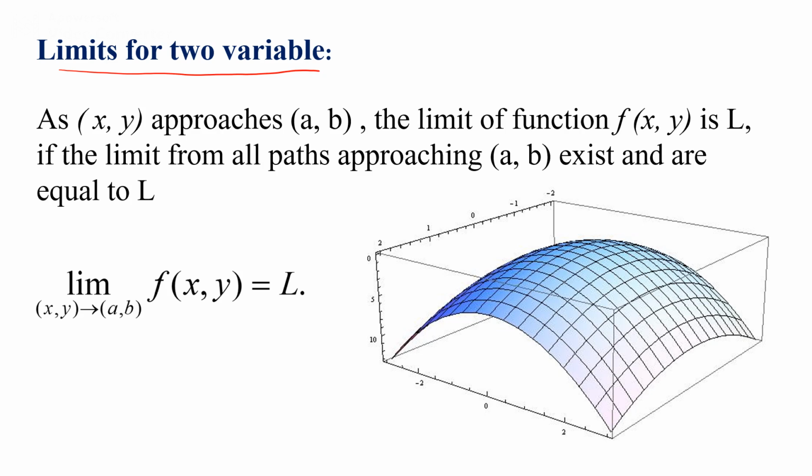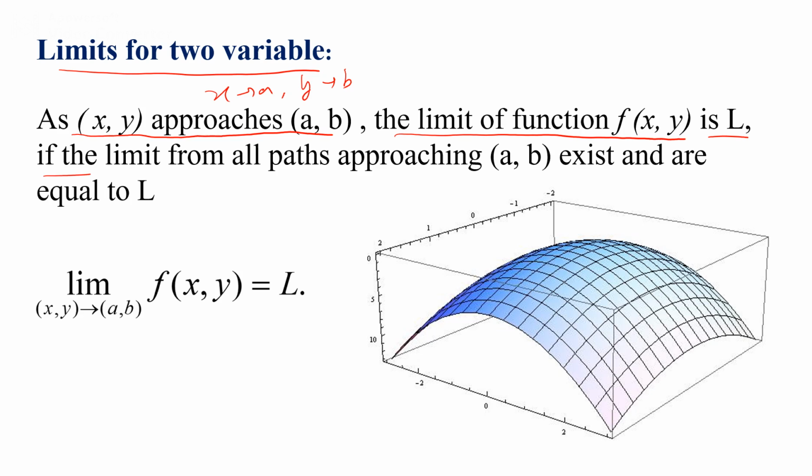So here we use the concept of different paths, because the right- and left-hand limits are difficult to define on a surface in 3D space. First I'm trying to explain the definition. As x tends to A and y approaches B, the limit of the function f(x,y) is a number, say capital L.